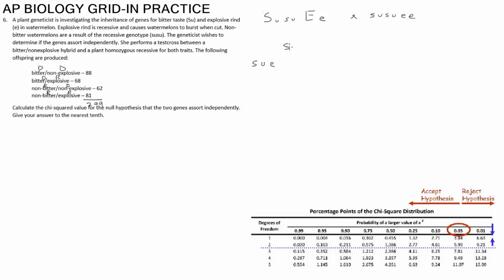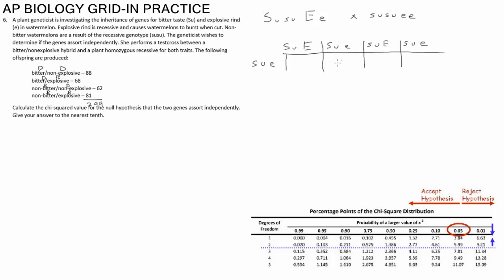So we have dominant SU for the bitter and a dominant allele for the explosiveness, which is actually non-explosive, or we can have dominant and recessive for explosive, or we can have recessive for bitterness, dominant for non-explosiveness, or we can have recessive, recessive. So there are 4 different possible outcomes depending on which combination of alleles is contributed by the heterozygous individual.